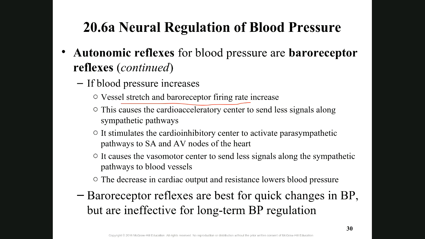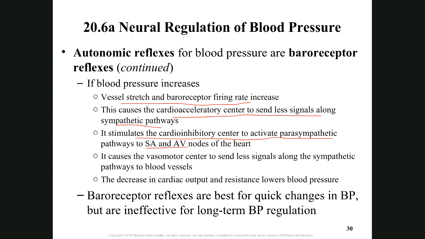This causes the cardioacceleratory center to send fewer signals through the sympathetic pathway, so it stimulates the cardioinhibitory center to activate the parasympathetic pathway to the SA node and AV node of the heart. And as you know, our heart rate decreases.